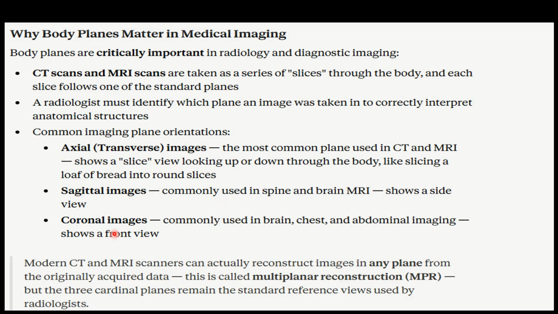The third point says coronal images, commonly used in brain, chest and abdominal imaging. So when we perform tests related to the brain, chest or abdomen, coronal images are used. You can see brain is mentioned here also and here also, so it depends on the disease and the type of scan needed. Don't get confused here. Coronal is commonly used in brain, chest and abdominal imaging to show the front view. These are the most commonly used plane orientations, and according to that we perform the operations. Now you can see here I have noted down a very important line.